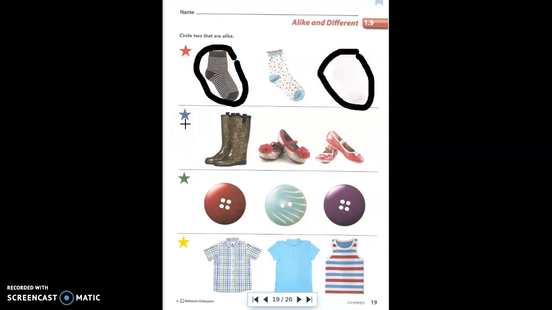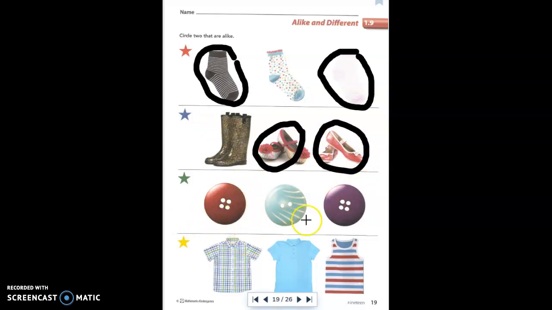By the blue star, I'm going to circle the two that are alike. So a pair of boots, I have some Mary Janes, and I have another pair of Mary Janes. Well, the Mary Janes and Mary Janes are both the same type of shoes. The boots are different.